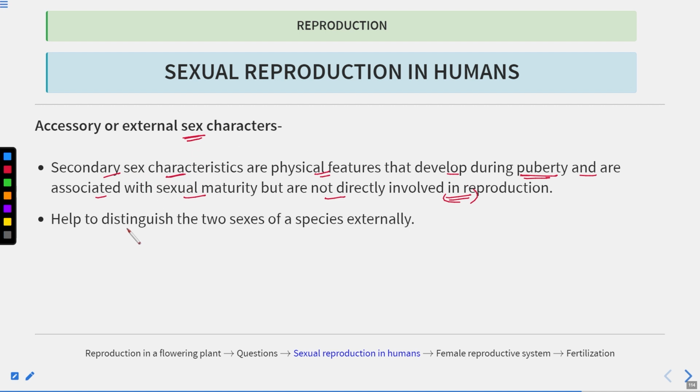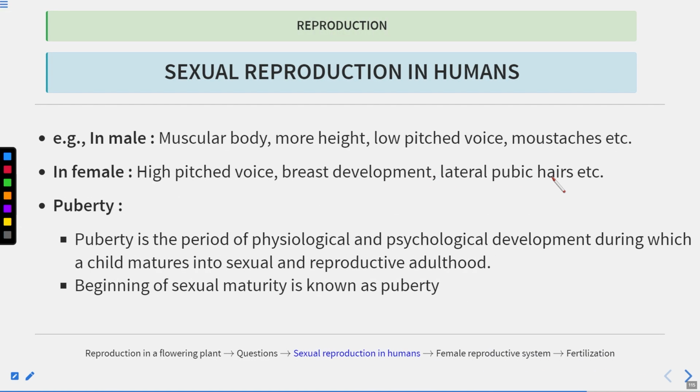These help to distinguish the two sexes, the male and the female, of a species externally. So we can differentiate, this is the male and this one is the female, depending on these secondary sexual characteristics. That's why we call them physical features. These are physical features which help us distinguish the two sexes, and they develop during puberty. This is clear. Now, what are these secondary sexual characteristics?